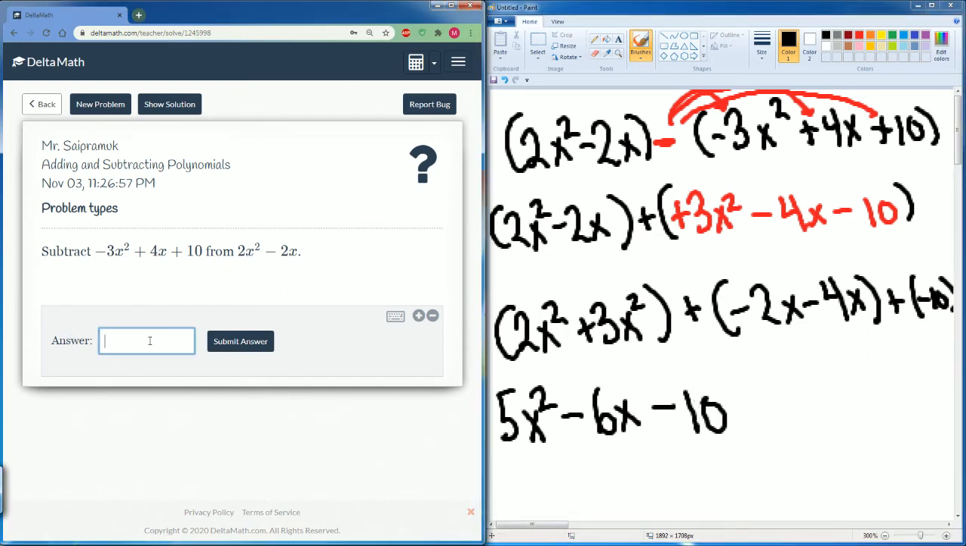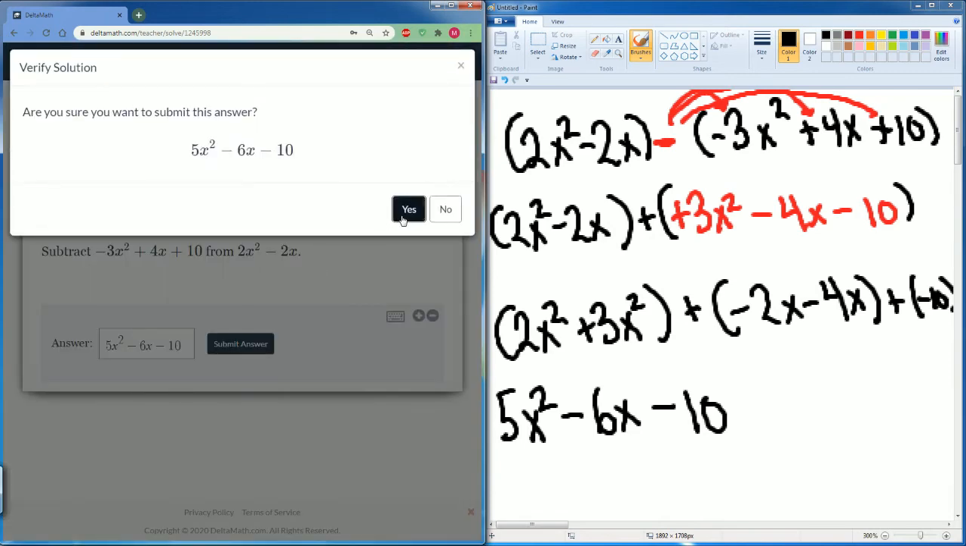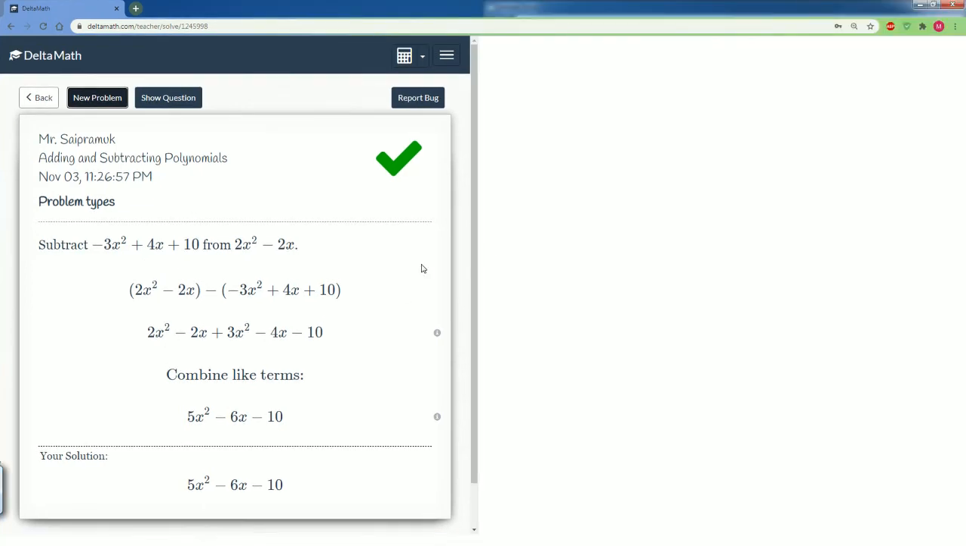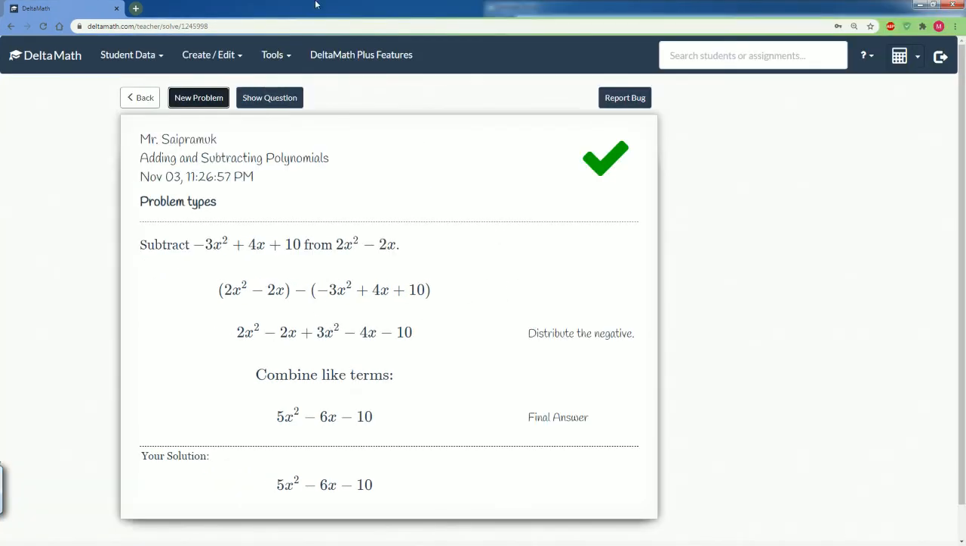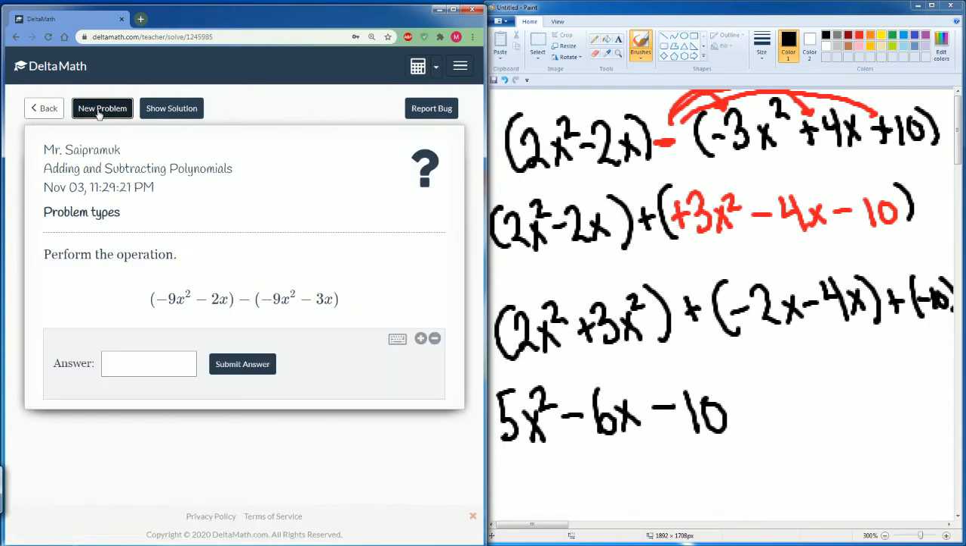Now we can just type this in. 5x to the second power minus 6x minus 10. Hit submit. Good. Even DeltaMath will show you to distribute that negative over. I put in the parentheses just to show the combining of like terms. Right.